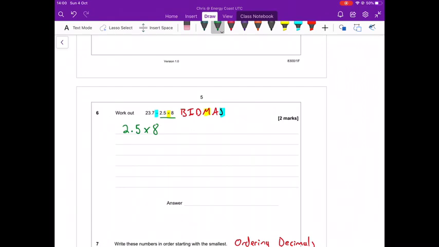If you're struggling with that, 2.5 times 8, I could use long multiplication using the grid method. I could do 25 times 8, and I could put a decimal point in there, okay? This is how I'm going to do it. I'm just going to count up in 2.5s 8 times.